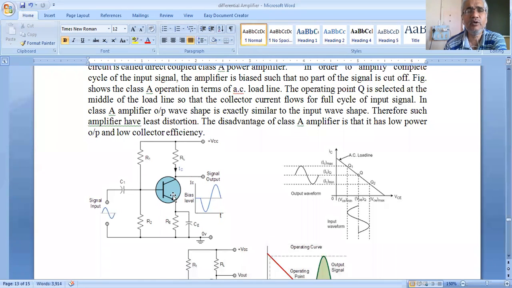Now depending upon the gain of this transistor, it will get amplified. So it will swing above and below the ICQ. So the output signal will swing above ICQ and below ICQ. So the maximum IC expected if this Q is selected at the middle of this AC load line.